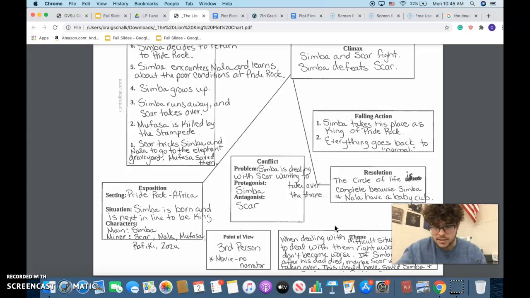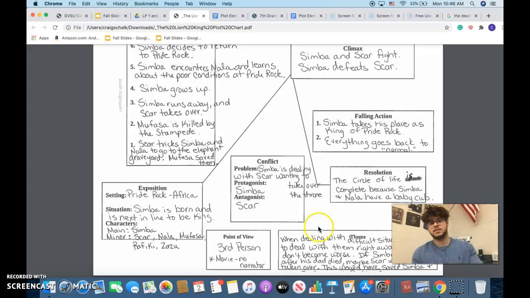The theme: when dealing with difficult situations, learn to deal with them right away so they don't become worse. If Simba had stayed after his dad died, maybe Scar would not have been able to take over. This would have saved Simba and a lot of other animals at Pride Rock. There's a lot of things you can learn from this film if you'd want to dive into a different theme. Obviously, the circle of life is important, that once one falls, another is to take its place. There's a lot of talk about family and your role in life and destiny. But that is a really good theme describing the movie.